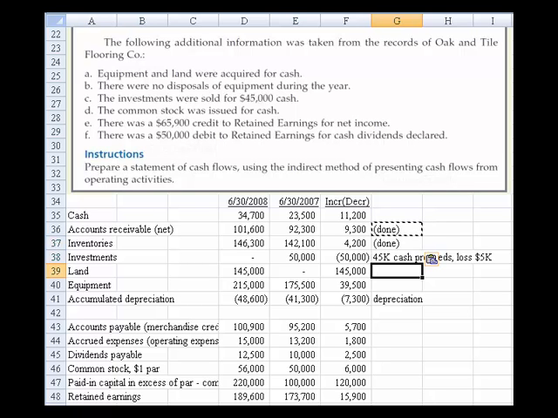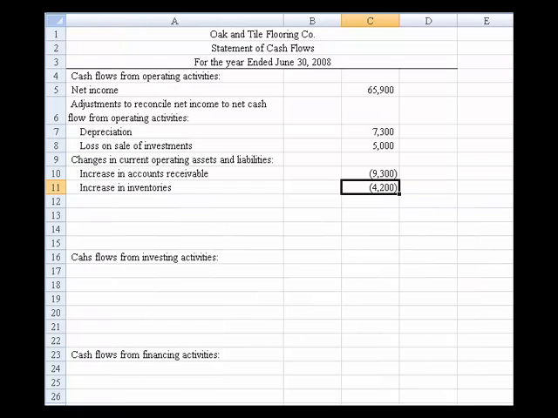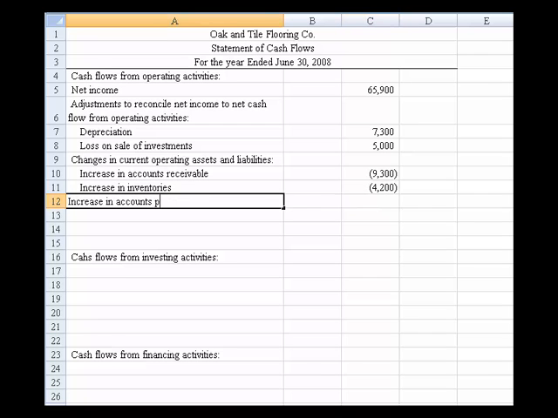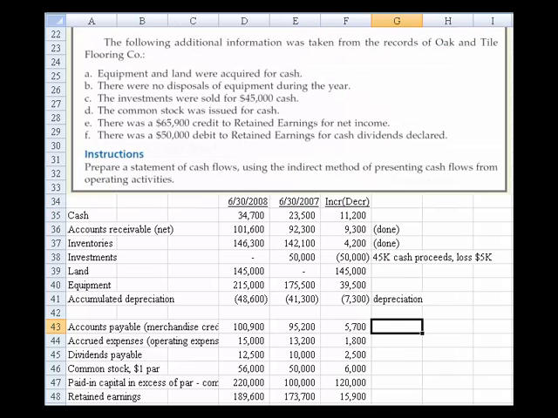What other working capital accounts do we have? Well, that's it on the current asset side, right? The rest of these are long-term. But here's accounts payable. Accounts payable grew by $5,700. Okay, I'm going to jot that one down, and we're going to say increase in accounts payable. And anytime accounts payable increases, that means we're using someone else's money, right? So think about that as a positive adjustment when we're reconciling net income to cash provided by operating activities. Okay, so that one is done.